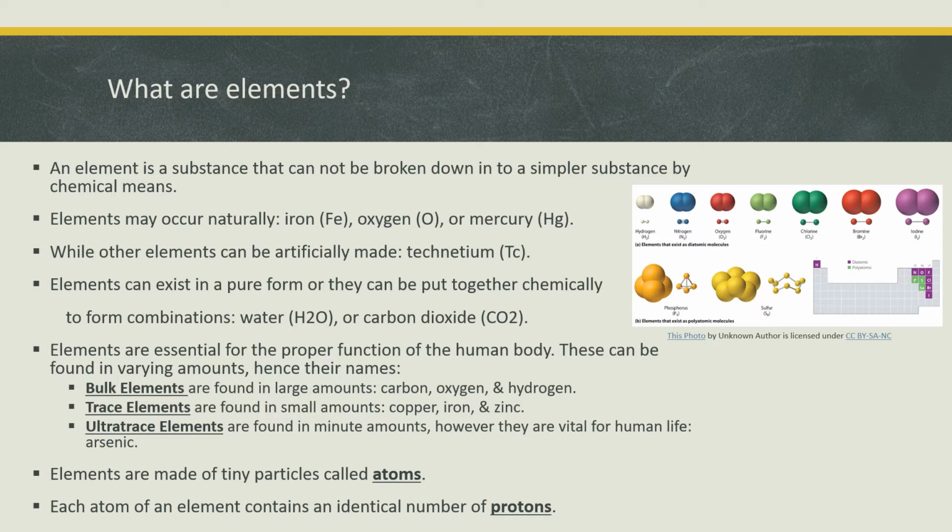Bulk elements are found in large amounts, such as carbon, oxygen, and hydrogen. Trace elements are found in small amounts, like copper, iron, and zinc. Ultra-trace elements are found in minute amounts. However, they are vital for human life. For instance, arsenic. Elements are made of tiny particles called atoms. Each atom of an element contains an identical number of protons.